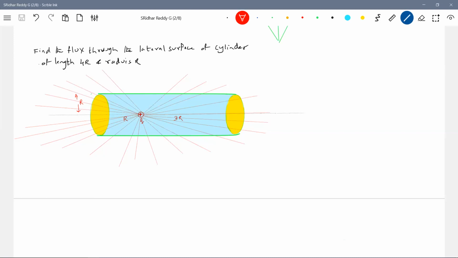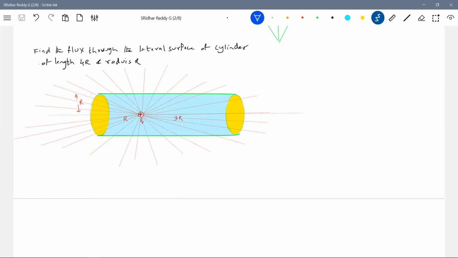Is it all the lines of force emitted by the point charge? Are they passing through the lateral surface? Lateral surface means this one, no? Is it all the lines? Okay, now you can see that these lines are passing through the surface. These lines are passing through the flat face of the cylinder. It's asking the flux through the lateral surface.